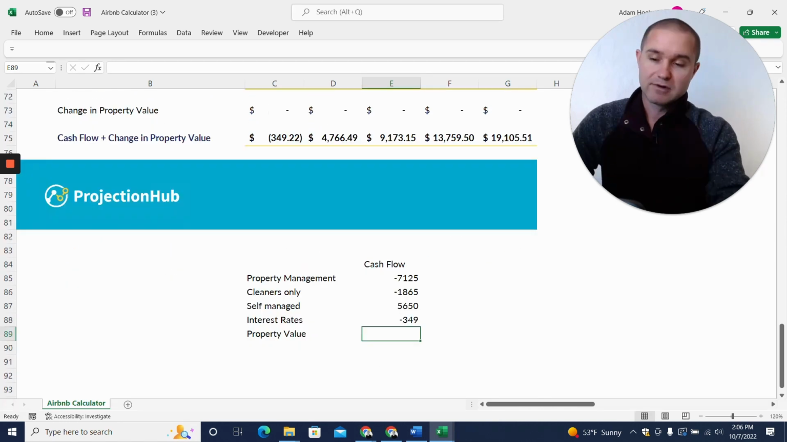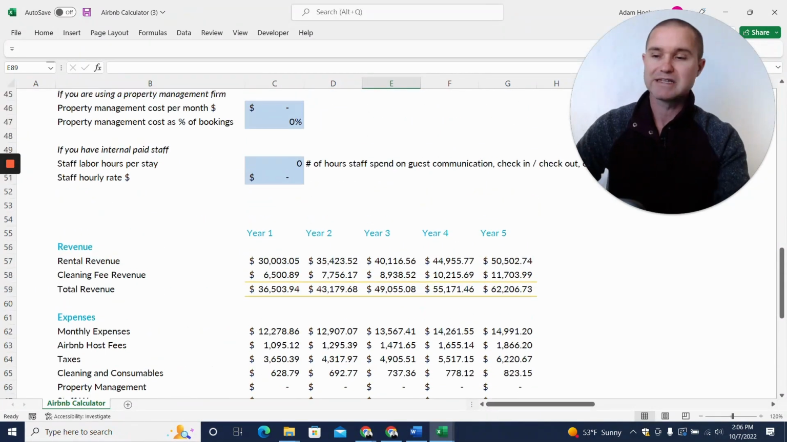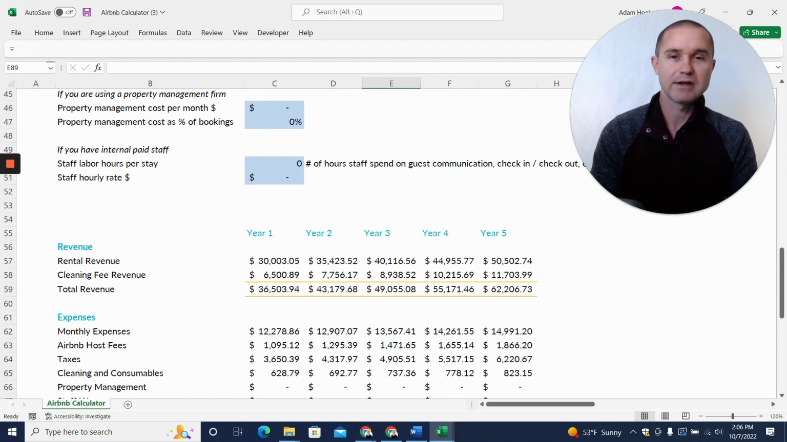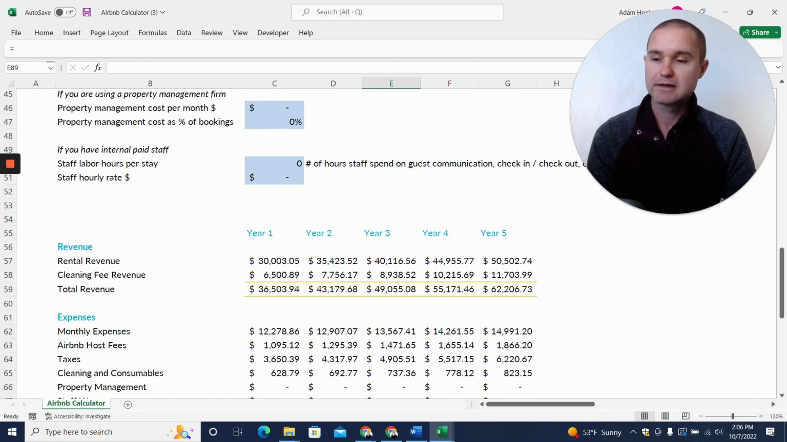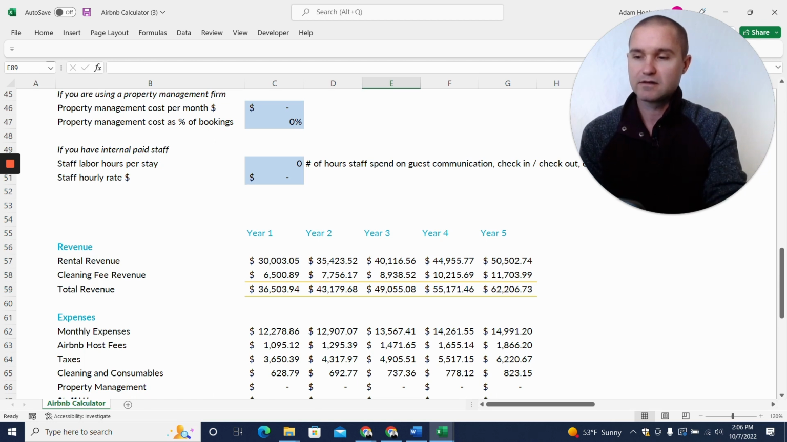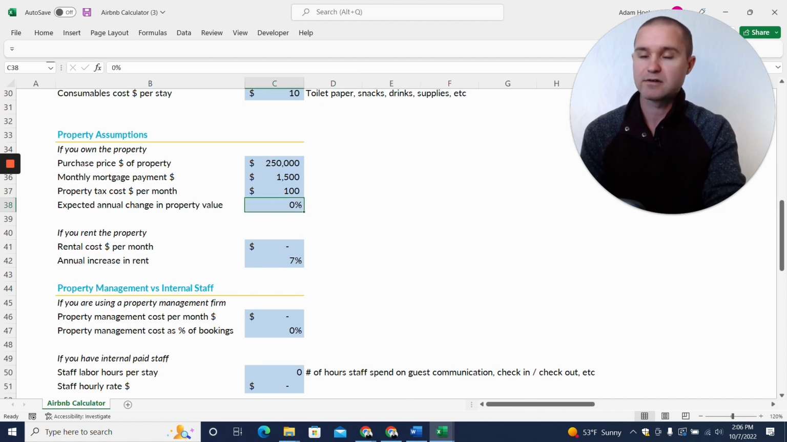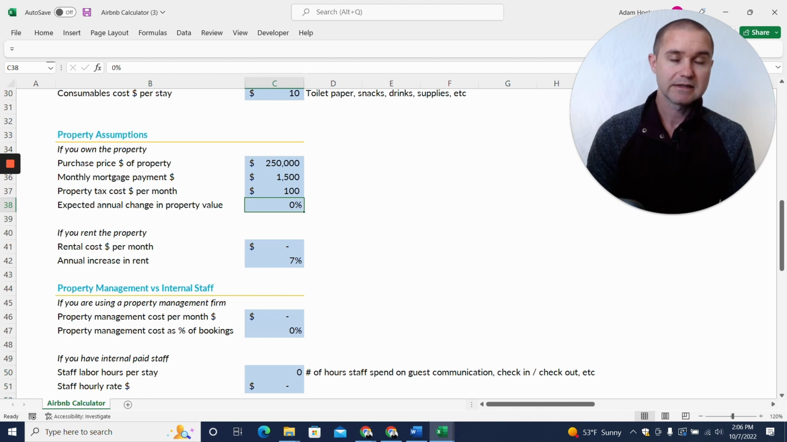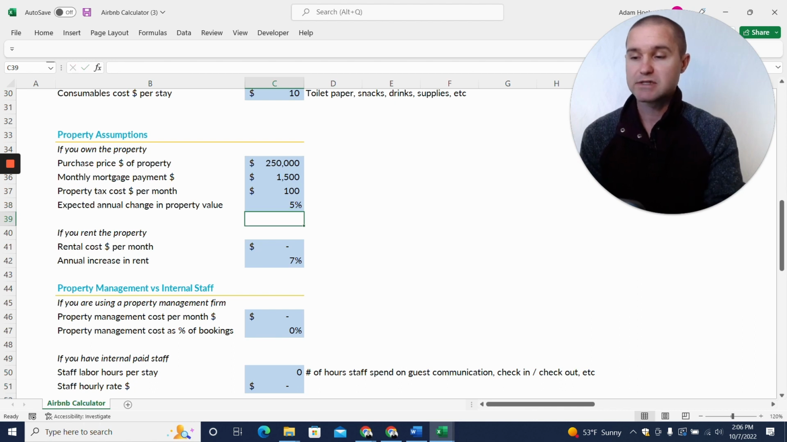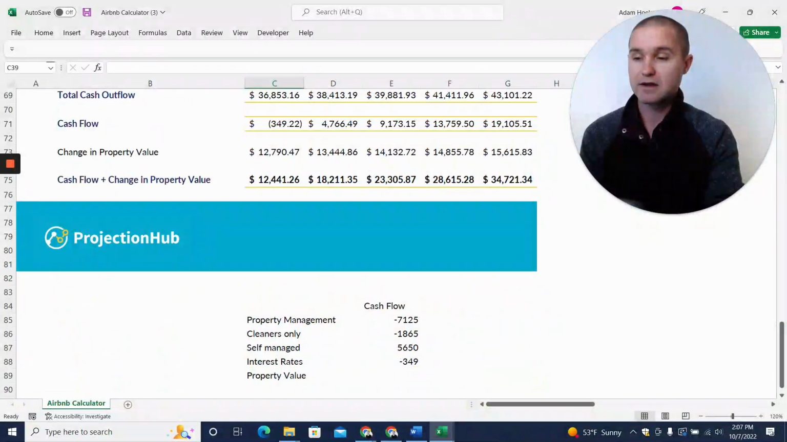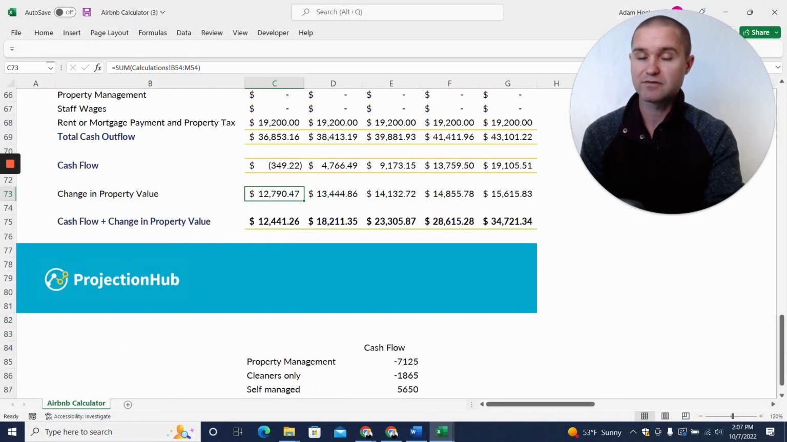So you might be wondering, when I look at these examples, I think, man, why is anybody doing this? Why is anybody operating an Airbnb business? It seems like it's hard to make money. And the real answer, at least in my opinion, is that the biggest thing is this expected annual change in property value. Property values have been exploding lately, gone up significantly since COVID, but let's just say residential real estate goes up on average over a long time period 5% a year. So if we said 5% a year is the expected annual change in the property value on a $250,000 property, when we come down here, we see this change in property value, $12,790.